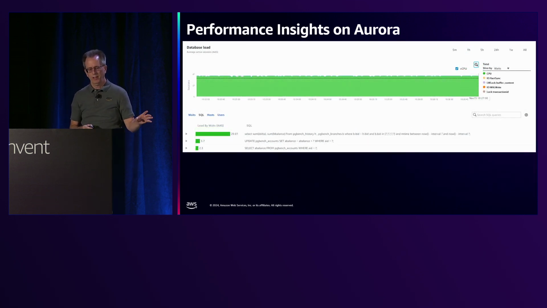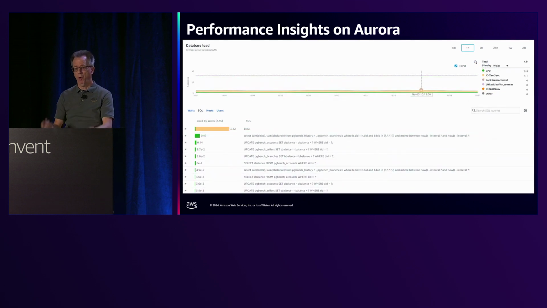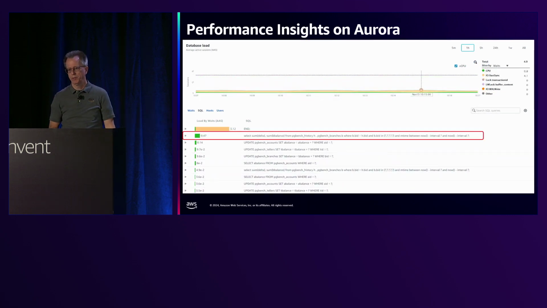But I can drill into that, and I can say, what's going on there? And I can see it's this specific query. So now we know what changed. We don't know why. So let's go and look at an older period. Let's go look a few minutes before that problem.